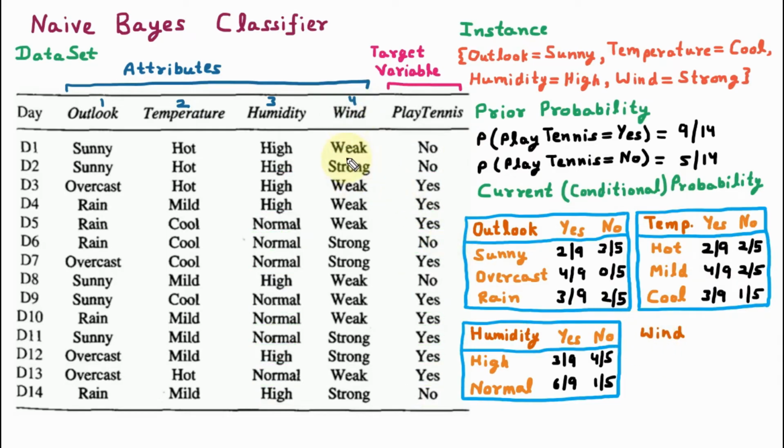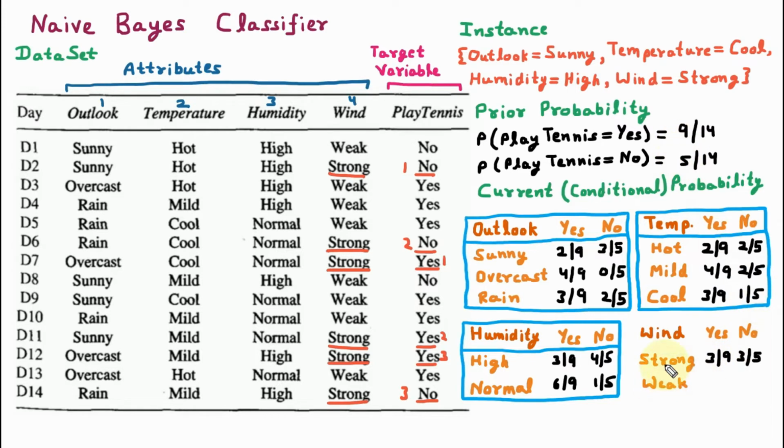Wind can be strong and weak, and the possible outcome can be yes and no. Now check the wind for strong. So here highlight all the strong and their corresponding outcome. So here number of yes are 1, 2, 3. So it is 3 divided by total number of yes, which is 9. And number of no are 1, 2, 3. So 3 divided by total number of no, which is 5.